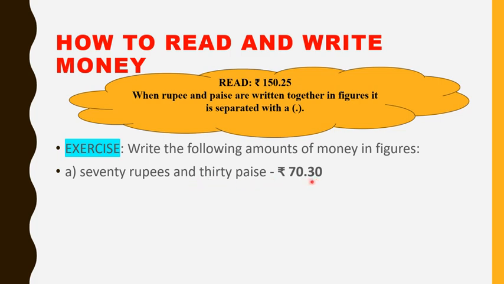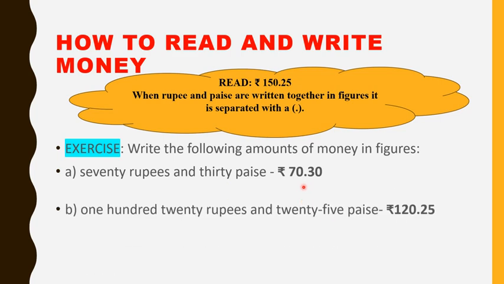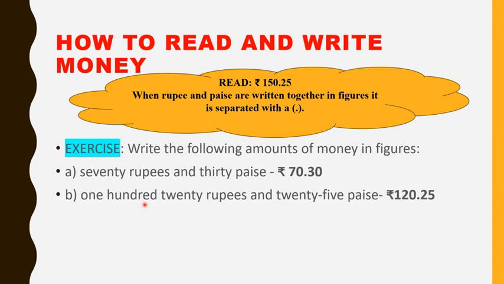Rupees 70 and 30 paise. Next, 120 rupees and 25 paise. How will we write this in figure?